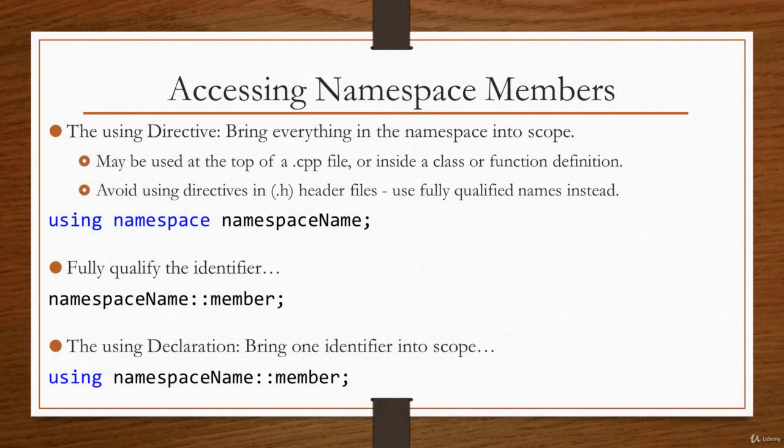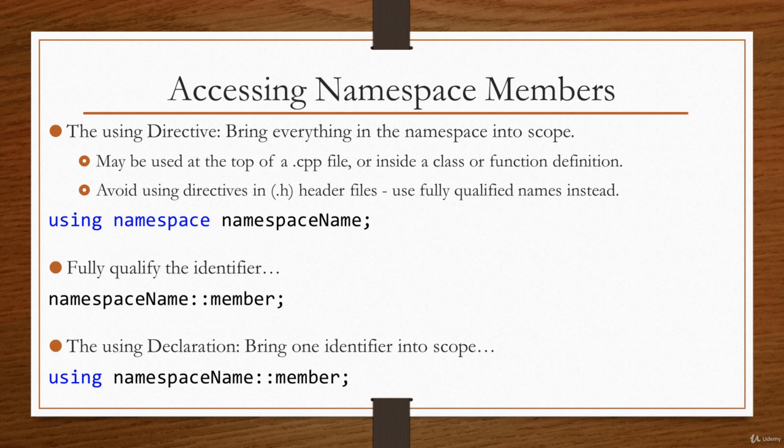A quick summary for you before we move on to other examples. We've seen that we can access namespace members in three ways. Firstly, we can use the using directive. That is where we do using namespace, those two keywords, followed by the namespace name. That is going to bring everything in the namespace into scope.